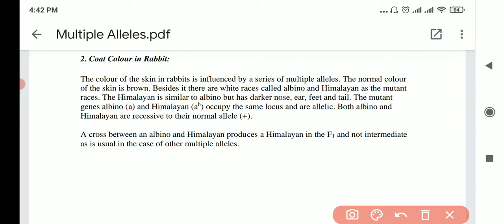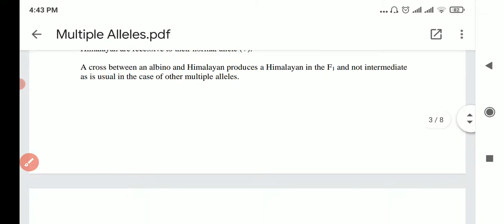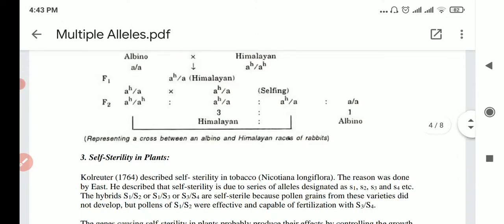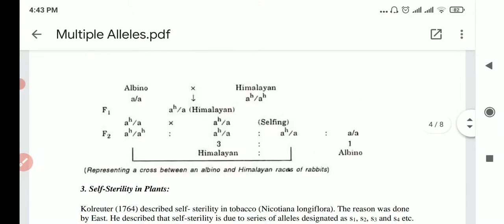So the mutant genes of albino and Himalayan occupy the same locus and they are alleles. Both the albino and the Himalayan are recessive to the normal existing one, the one that exists in nature, the plus. So again, you cross the albino and Himalayan and you will get 3 Himalayan and 1 albino.